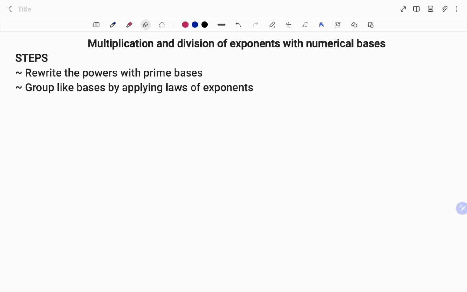Today we're going to learn how to multiply and divide exponents with numerical bases.